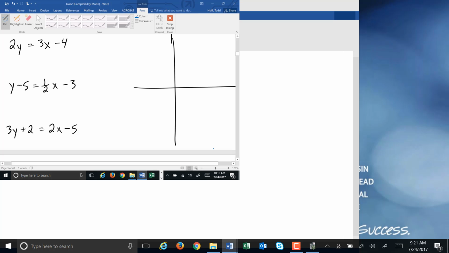Okay, so for the first one here, what do we have to do before we can graph that? Well, what do we have to do to simplify it? Divide by the 2. So that's gone, gives us y equals. Now when we divide, do we do it to one piece or the whole thing? Whole thing. So 3x divided by 2 is 3 over 2x. Negative 4 divided by 2 is negative 2. So where do we start to graph that one? Negative 2, and from there we go up 3 and over 2. Good.